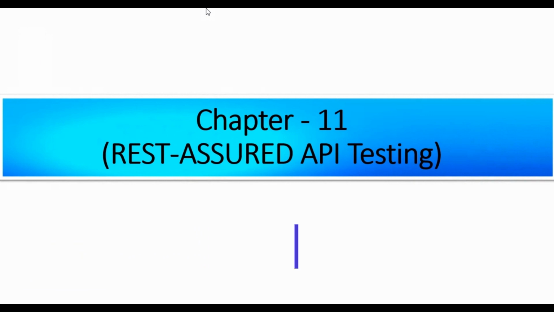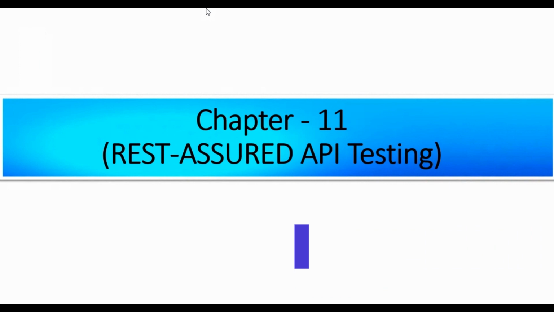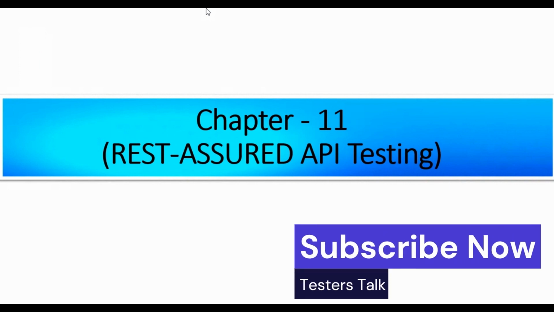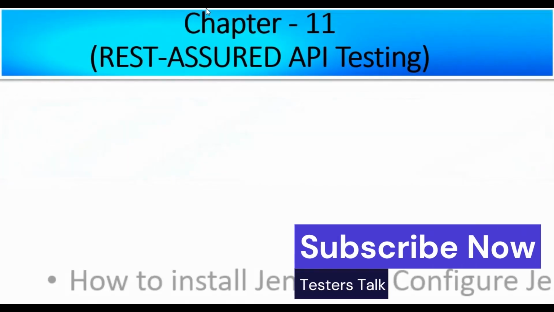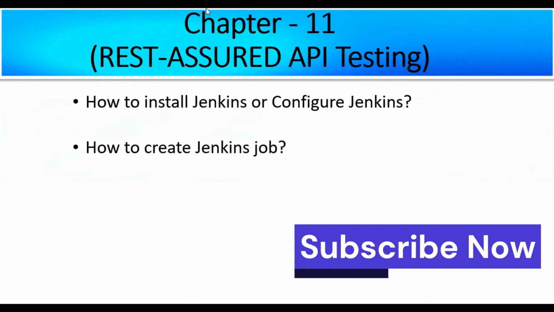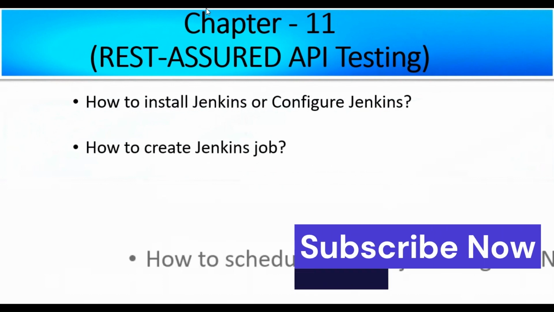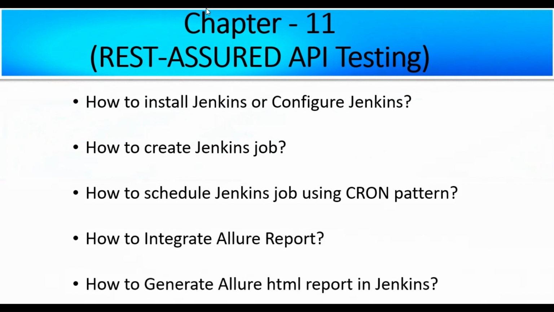In the previous Rest Assured API testing tutorial, I discussed how to perform data-driven testing using JSON file, Excel file, and CSV file. In this chapter 11, I will discuss how to install or configure Jenkins, then how to create a Jenkins job, how to schedule a Jenkins job using the CRON pattern, and then how to integrate Allure report with Jenkins, and finally I will discuss how to generate Allure report in Jenkins.